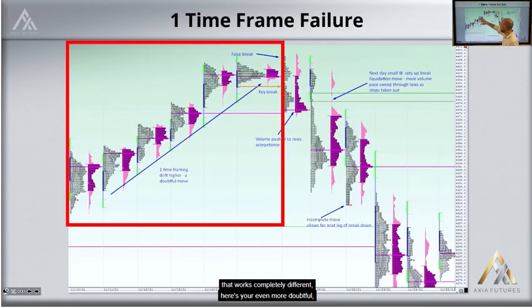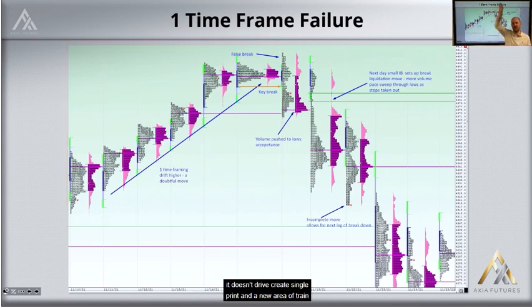Here's your even more doubtful one time framing move, in the sense that these ranges are getting progressively smaller, value areas are getting tighter. And so whilst every day opens and closes near the top, it's just people forcing the move up as opposed to really driving this. It doesn't drive, create a single print and a new area of trade.